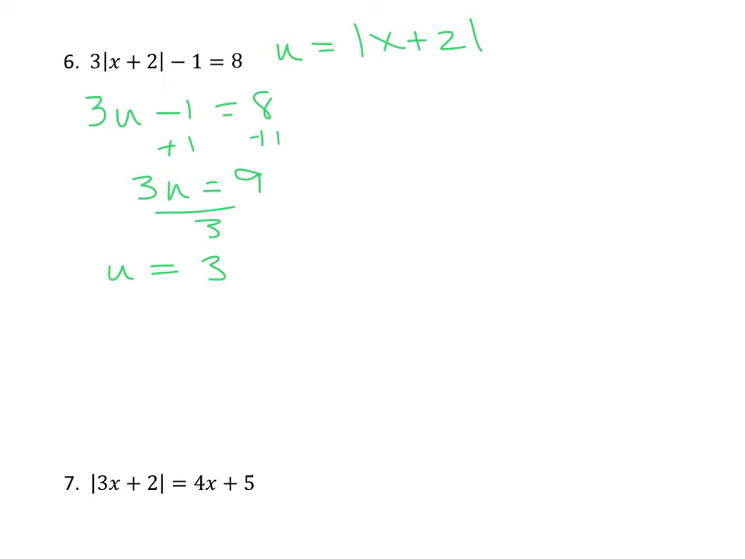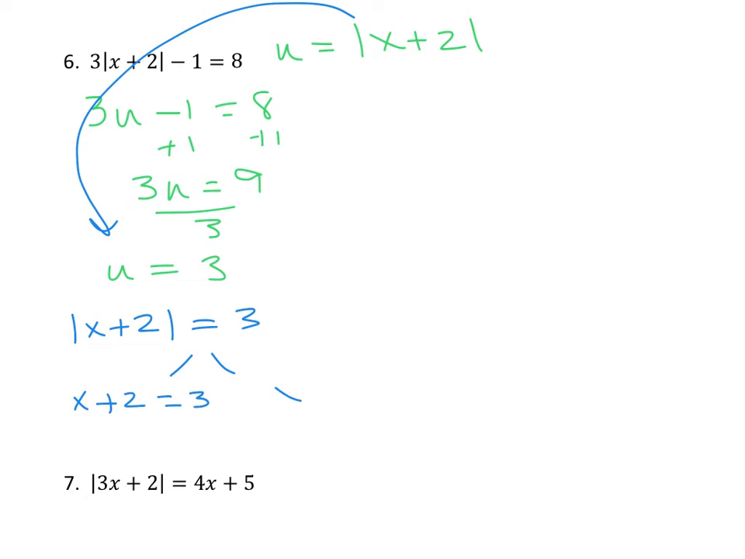So now we're going to come around and put the absolute value bars back in. So I get the absolute value of x plus 2 equals 3. We're going to split it. I get x plus 2 equals 3. x plus 2 could equal negative 3. We're going to subtract 2 from each side. So I get x is 1 or negative 5.